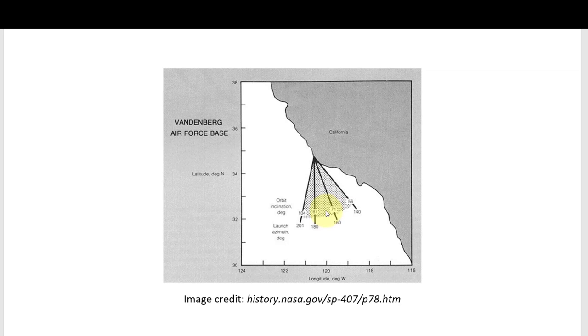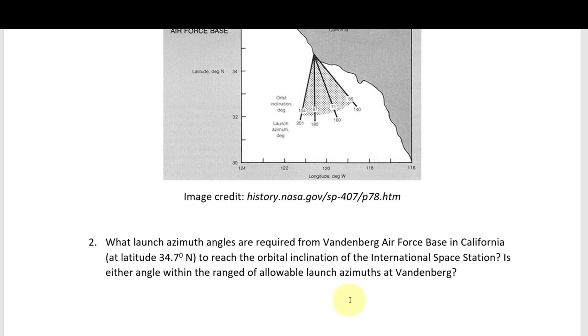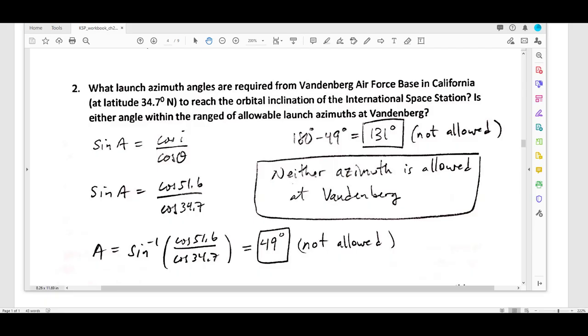So let's look at this question here, number two. What launch azimuth angles are required from Vandenberg Air Force Base in California at a latitude of 34.7 degrees north to reach the orbital inclination of the International Space Station? Is either angle within the range of allowable launch azimuths at Vandenberg? Well, we can answer this exactly in the same way as we did the one before.